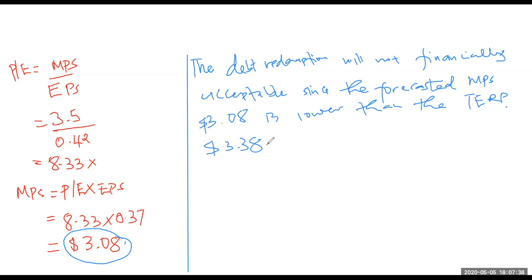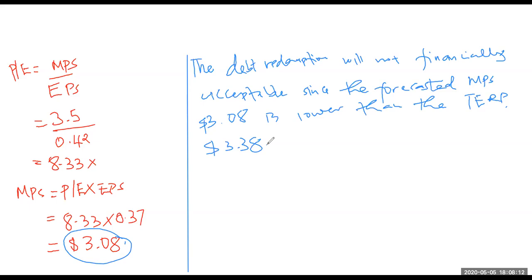Why? Because the forecasted price of 3.08 is lower than the theoretical ex-rights share price of 3.38. If it was higher than that, then that's a very good proposal, because it's going to result in an increase in shareholder wealth. If lower than that, as in this case, it's not a good proposal. That's how you were meant to do that question. I hope this is what you did. Once you do an example or two, the question becomes quite straightforward.